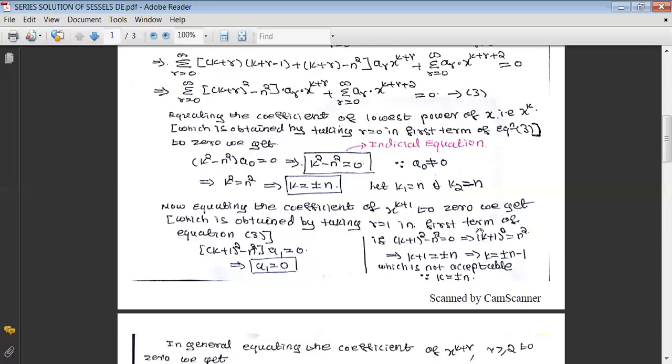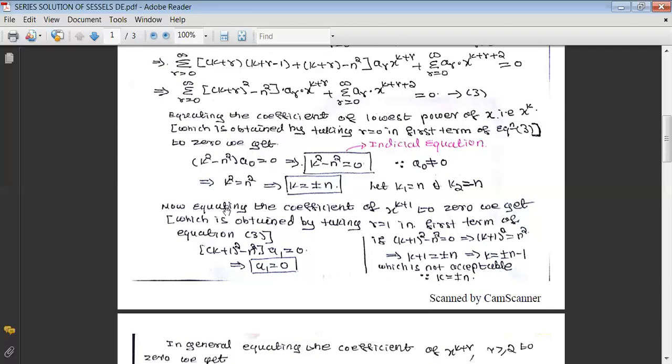This is not acceptable because already we know that the value of k is plus or minus n. That's why if you take this one as 0, it will give some absurd result like this. That's why in this case, this will not be equal to 0. Therefore, in order to get the right hand side as 0, this part must be equal to 0. That's why we conclude a1 equals 0.